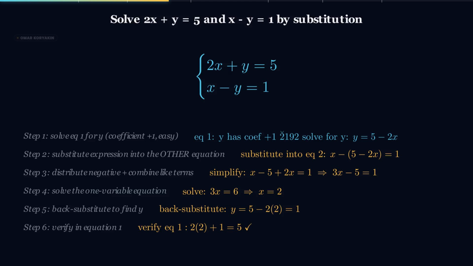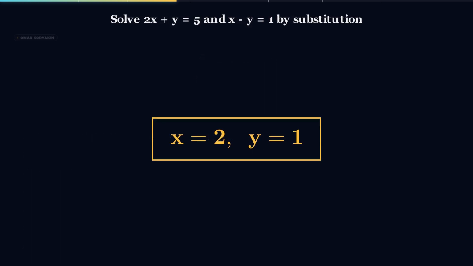Step 6. Verify. Plug x equals 2 and y equals 1 into both original equations. First equation: 2 times 2 plus 1 equals 5. Match. Second equation: 2 minus 1 equals 1. Match. Both equations are satisfied, so the solution is verified. So the solution is x equals 2, y equals 1.